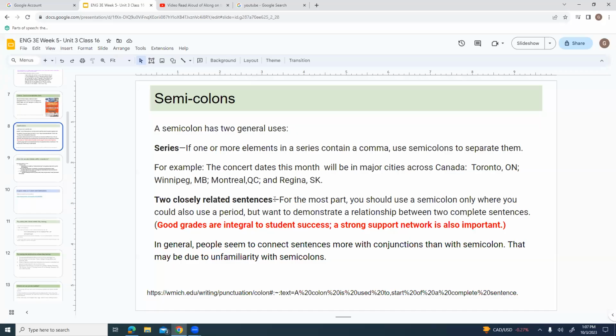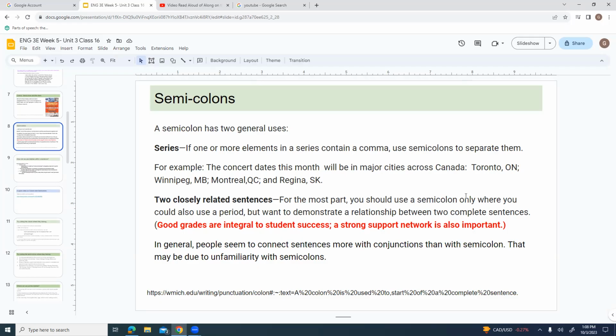The second use: two closely related sentences. I don't find we use this commonly anymore, but it's still perfectly legitimate. I just find generally we tend to use conjunctions here, but you definitely will see it in things you read, and you absolutely can use it in your writing. It's just not as common.